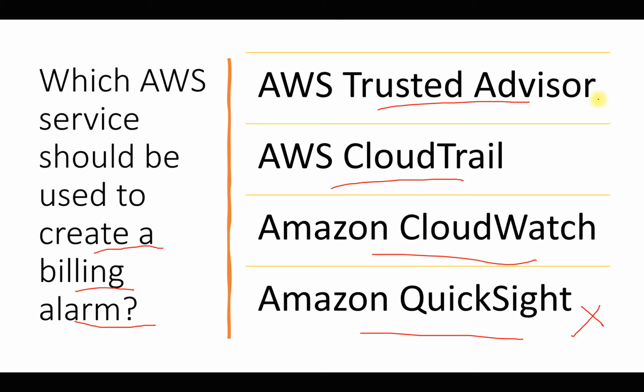If I talk about the Trusted Advisor service, that is also not correct. CloudTrail is not correct because it just logs the API activities. CloudWatch is the correct service which can create a billing alarm because it monitors and collects the metrics which help us generate the billing, and it will send the alarm to us. So this is the correct choice for this question.